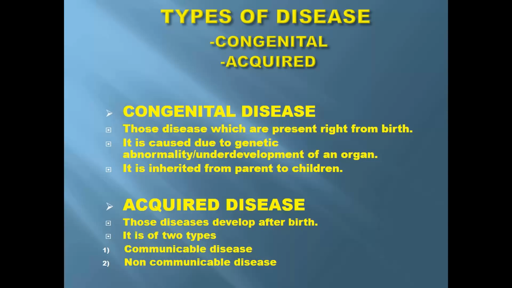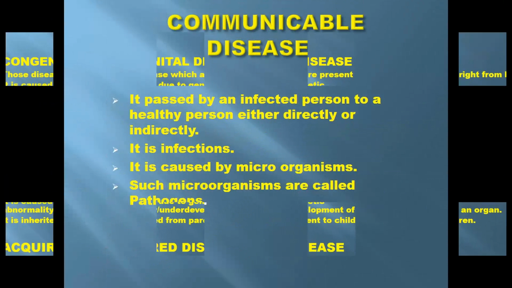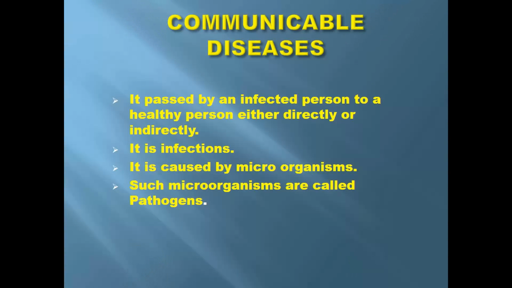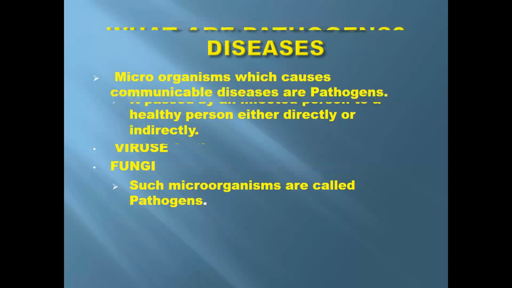It is of two types: communicable disease and non-communicable disease. Now one has to understand what are communicable diseases. It is passed by an infected person to a healthy person either directly or indirectly. It is infectious. It is caused by microorganisms. Such microorganisms are called pathogens.